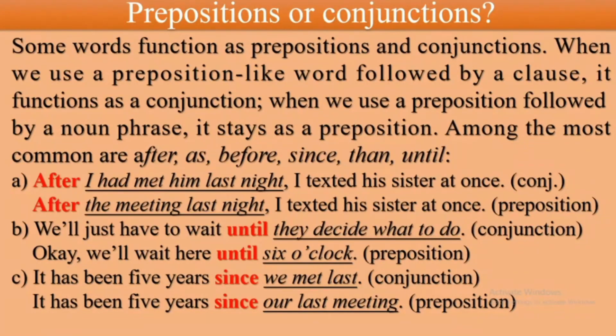There are some words in English which sometimes seem to be prepositions and sometimes conjunctions, and it happens due to their function in a sentence. When we use a preposition-like word followed by a clause, it functions as a conjunction. And when we use a preposition followed by a noun or noun phrase, it stays as a preposition.